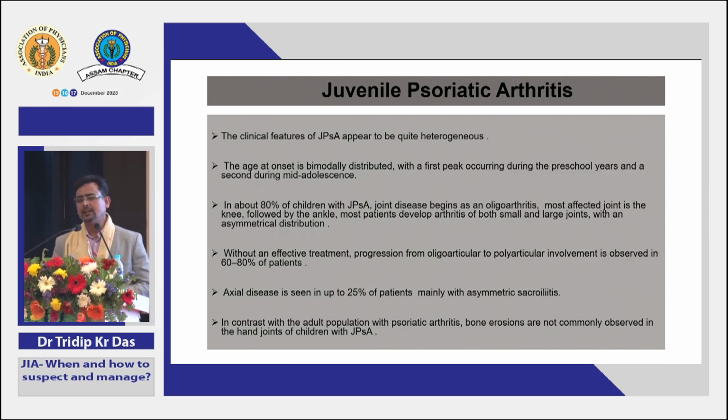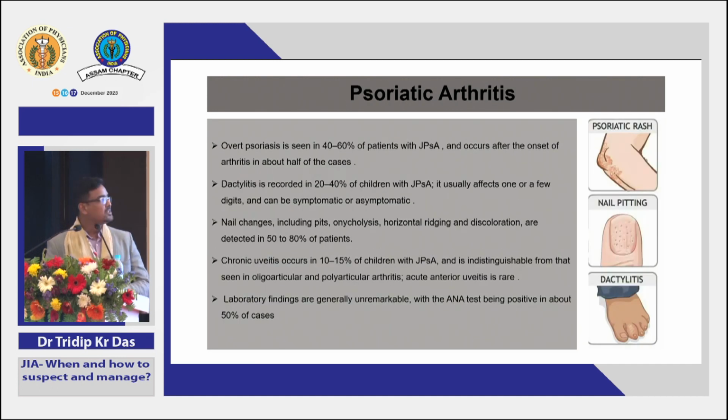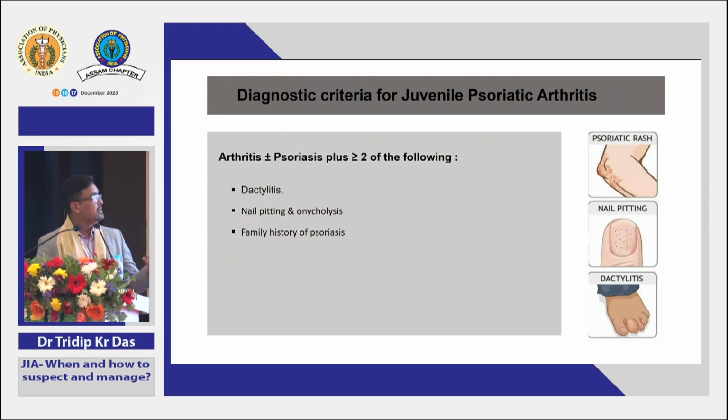In contrast to the adult population of psoriatic arthritis, in juvenile psoriatic arthritis there is less bone erosion or destruction. So dactylitis can be seen. Various nail changes can be seen as seen in psoriasis, like pitting nail, onycholysis, horizontal ridging and discoloration. Chronic uveitis can also be found. Laboratory findings are not very remarkable. So the diagnostic criteria is arthritis plus or minus psoriasis plus 2 of the following: dactylitis, nail pitting and onycholysis, and family history of psoriasis.